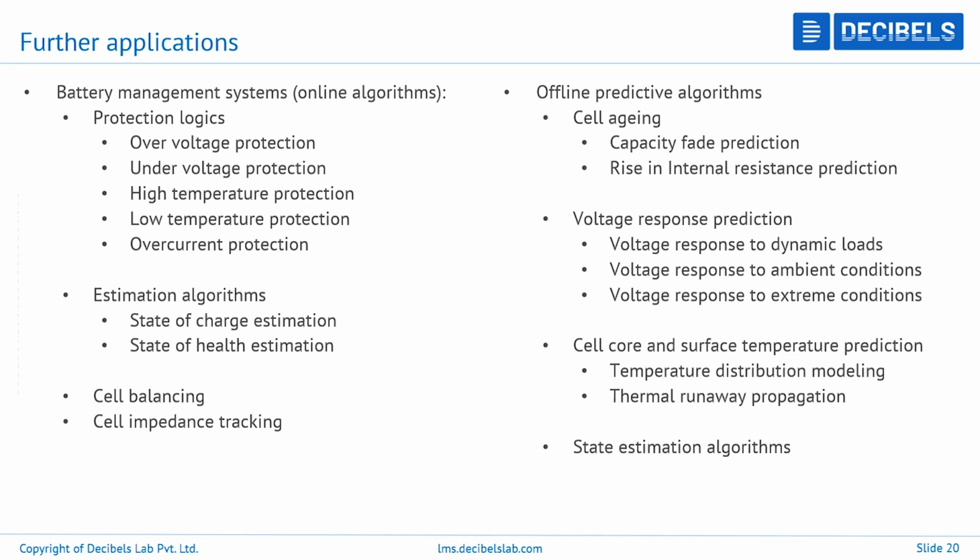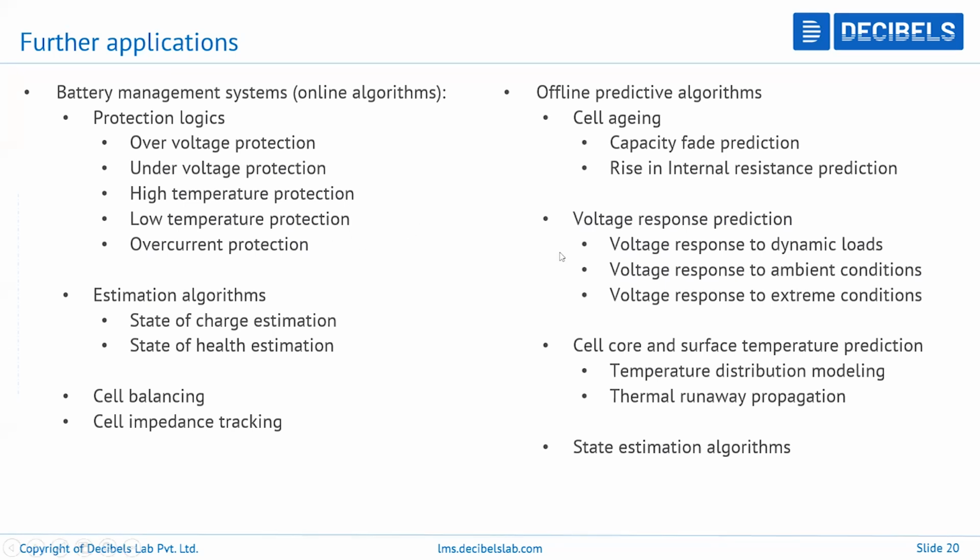Then we have cell balancing. Again, this is based on the present monitored parameters like voltage and SOC. Then we have impedance tracking. Impedance tracking continuously traces the internal resistance of the cell and goes on updating this to track the continuous change in behavior of the cells. Basically, this has been introduced by Texas Instruments.